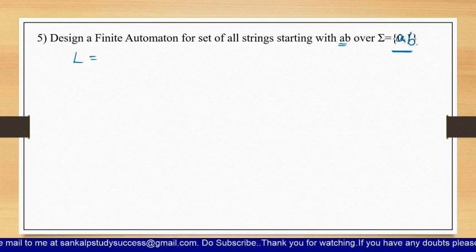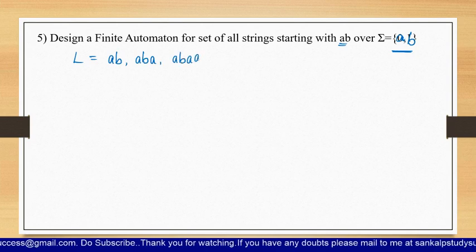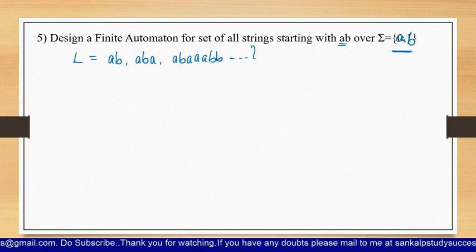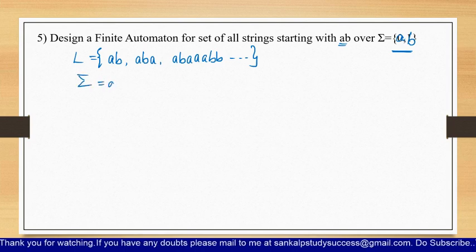So if you start the string with AB, generally the ending of the string can be anything. So let us take AB. You can also take ABA. The length of the string can be anything: AB, triple A, double B, and so on. That means the string should start with AB and the ending can be anything. In that case, the strings are accepted. So here the input alphabet is A comma B and our initial state is Q0.